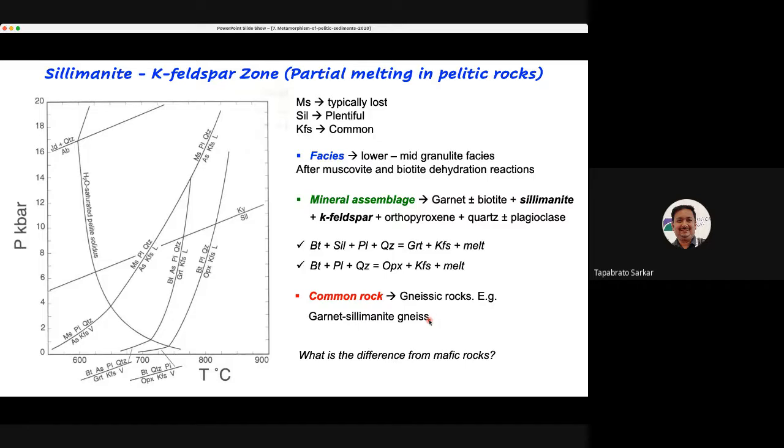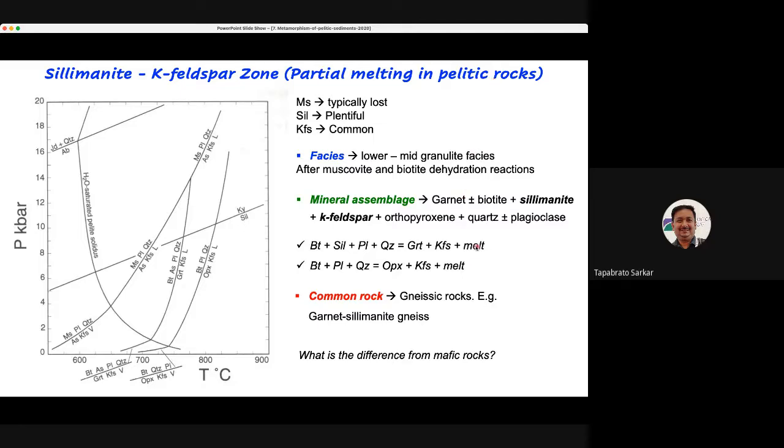In a mafic rock, we also had orthopyroxene and garnet, but the composition of the garnet would be different from here. What we did not have in the mafic rock is any K feldspar. More importantly, at around 900 degrees centigrade, the mafic rock does not melt, but melt is a major component in a pelitic rock at these conditions, forming a typical migmatitic rock. This is what we call partial melting in a pelitic rock.